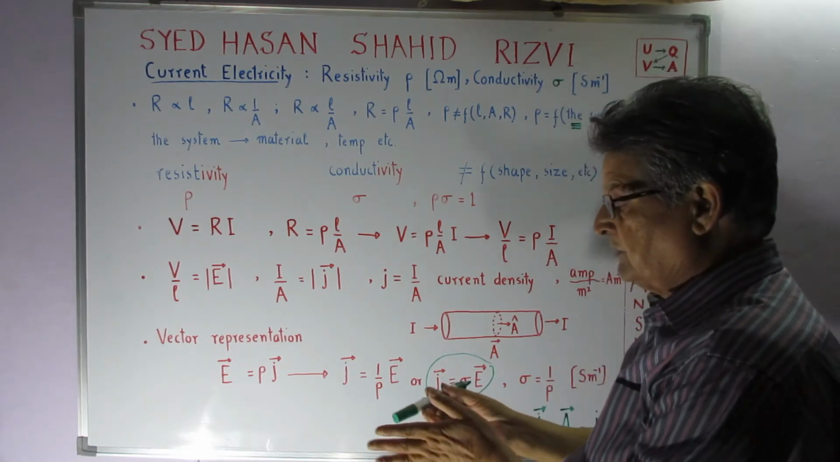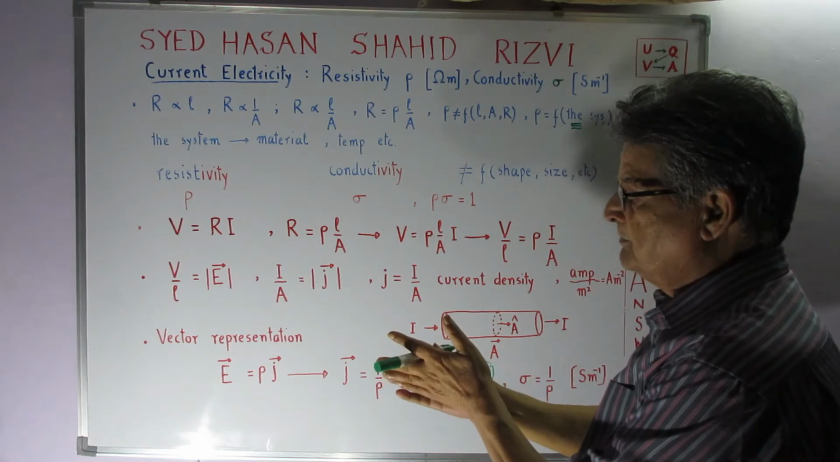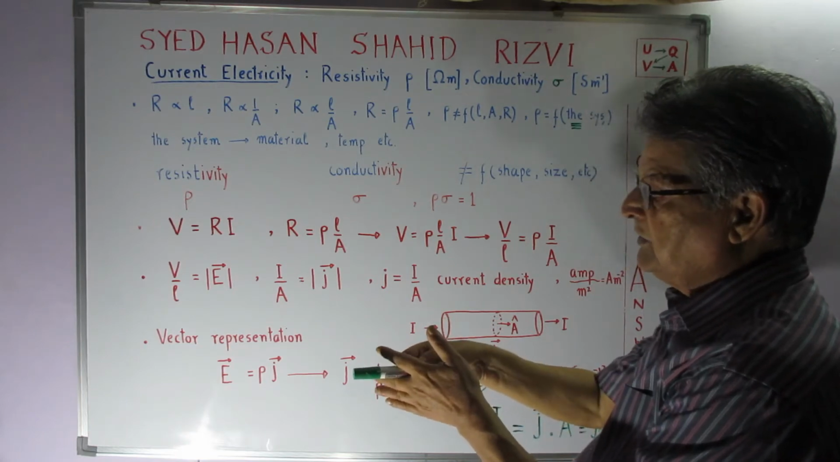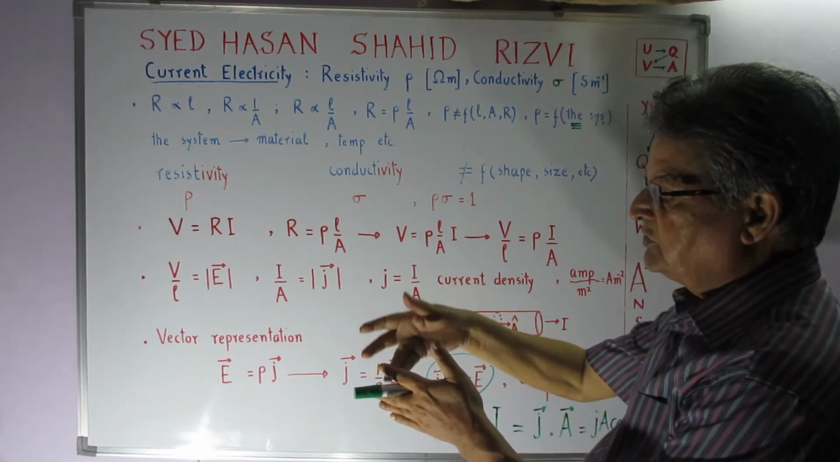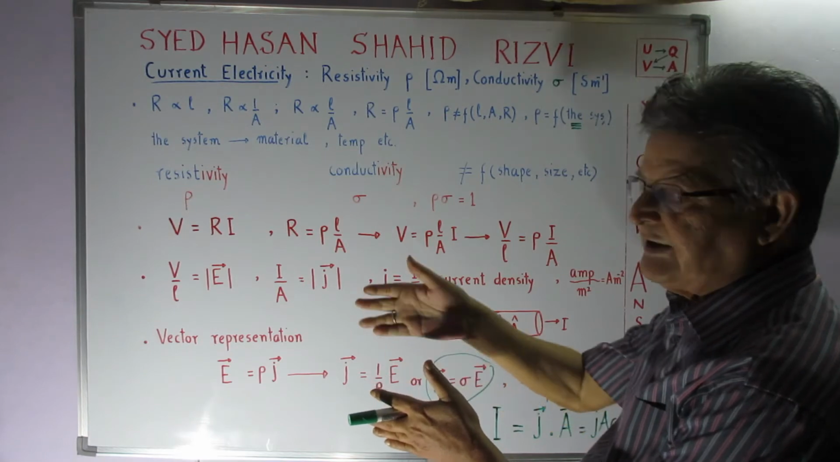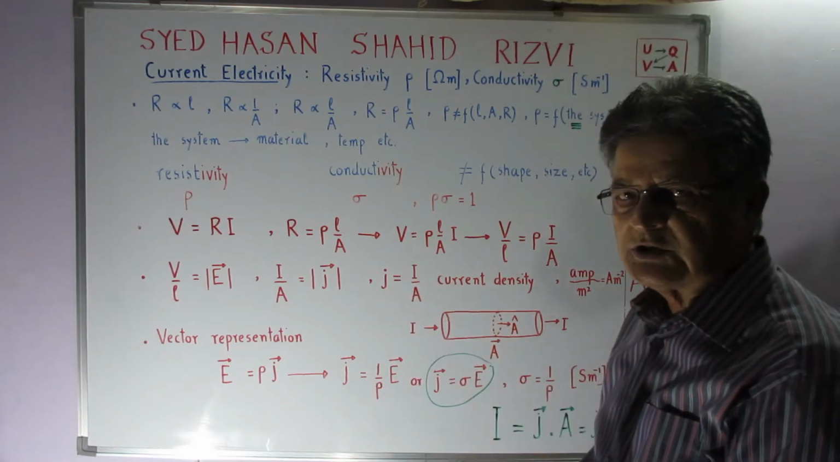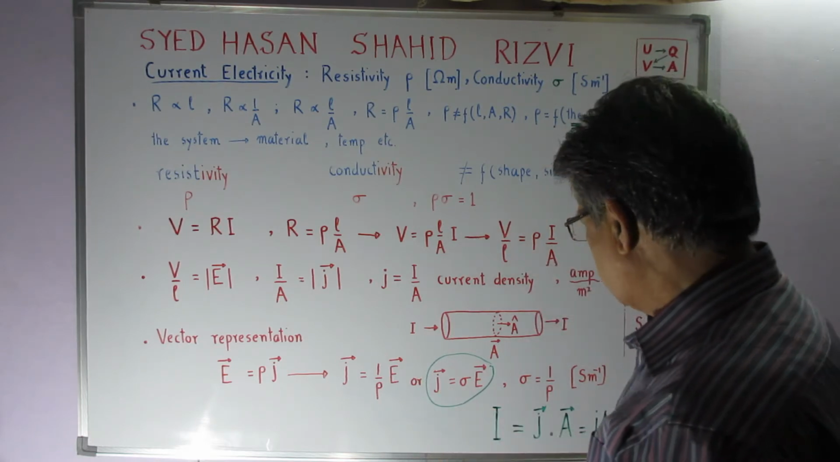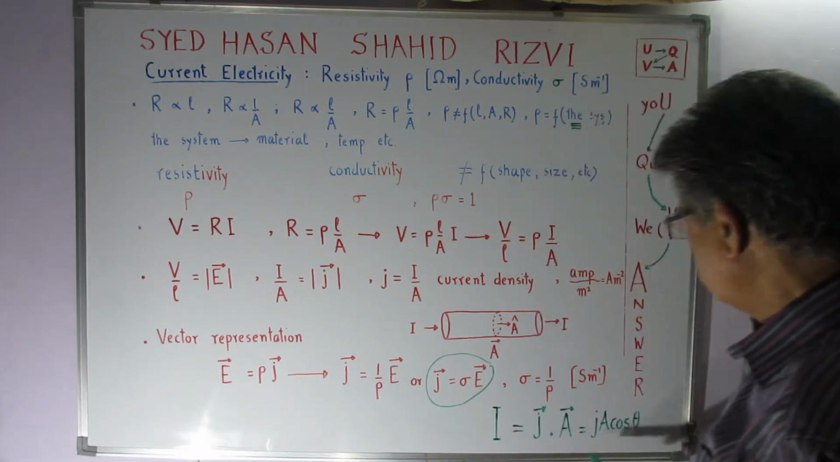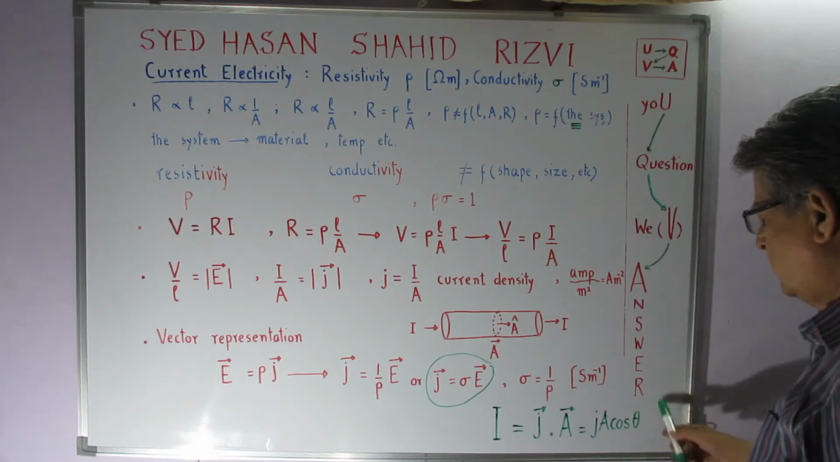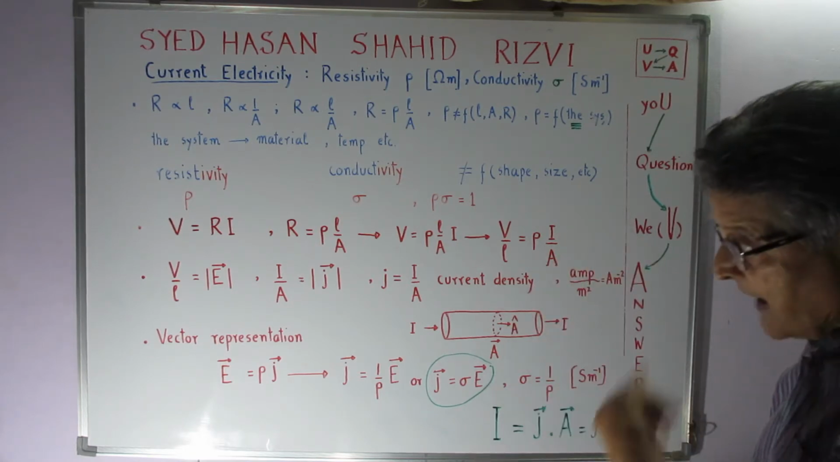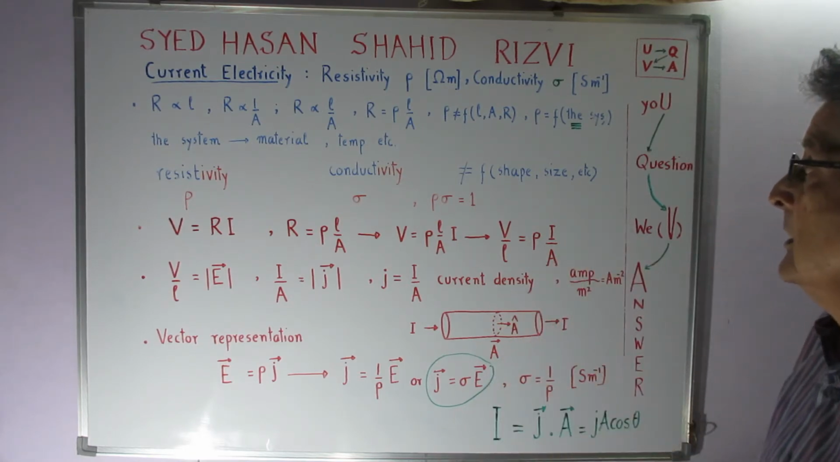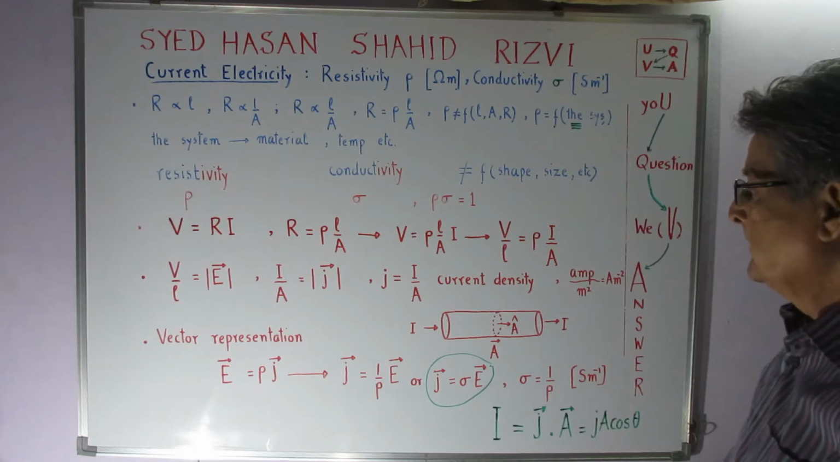But if the current is coming like this, and my surface under consideration is tilted, then the value of theta is not equal to 0. And then in that case, the value of theta will determine what is the value of the current passing through that particular area vector.